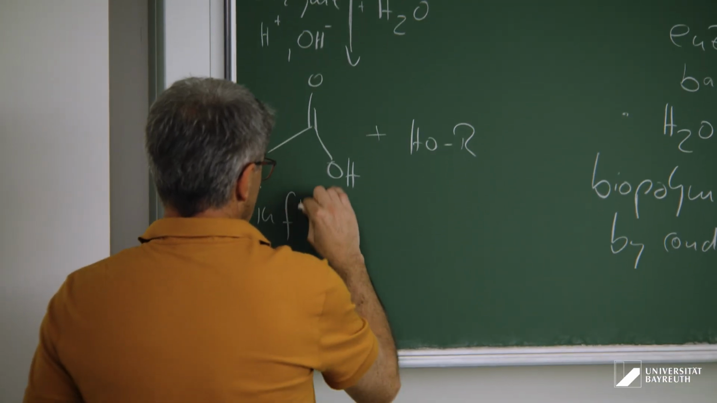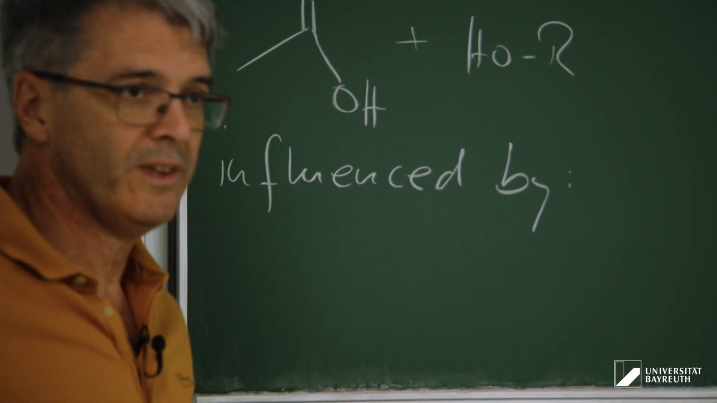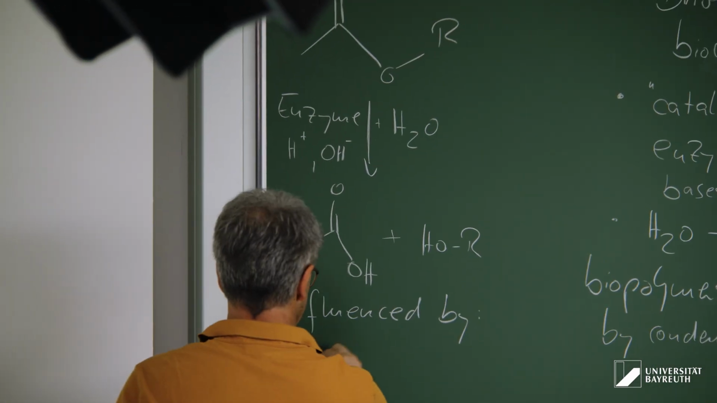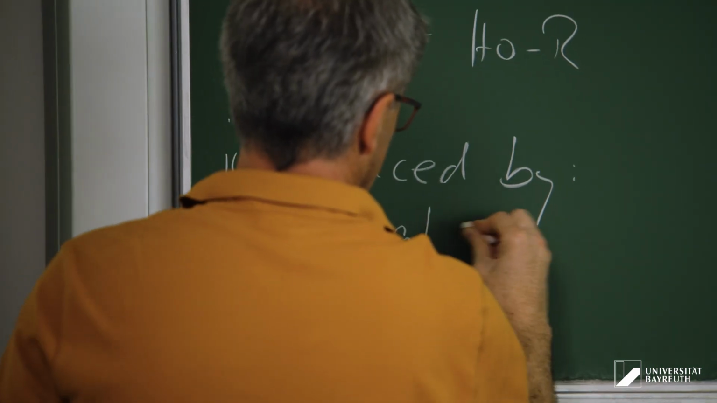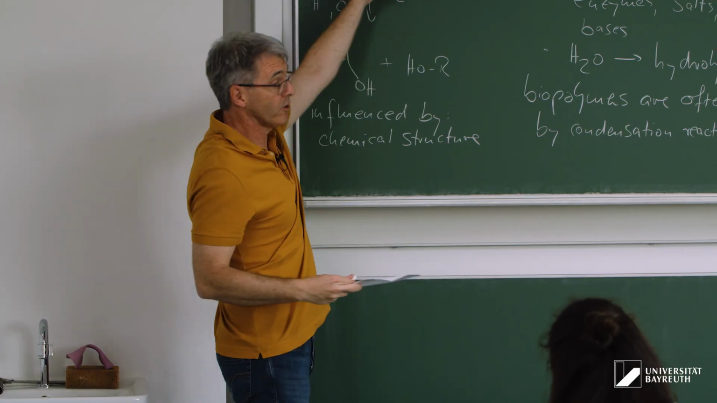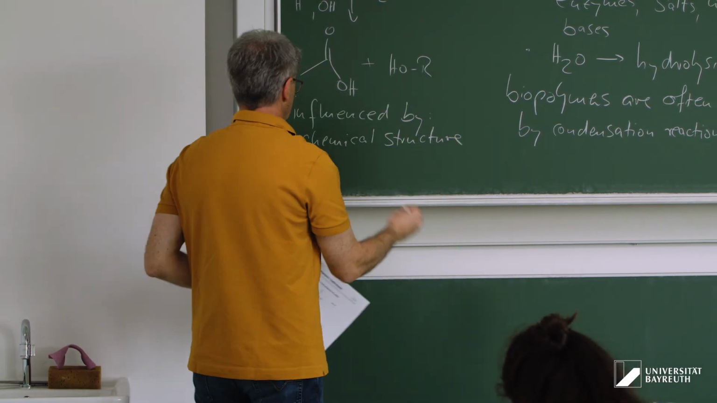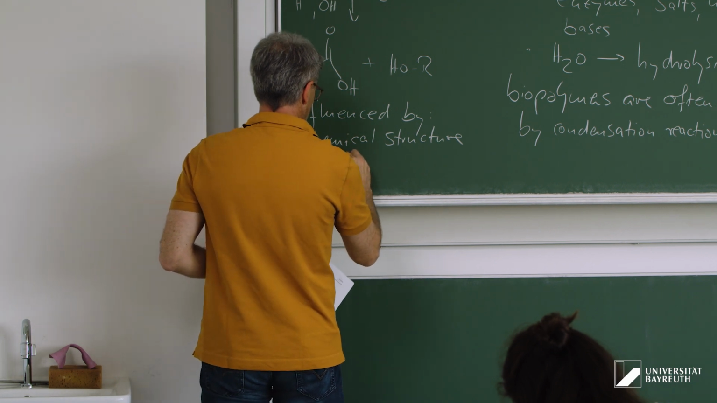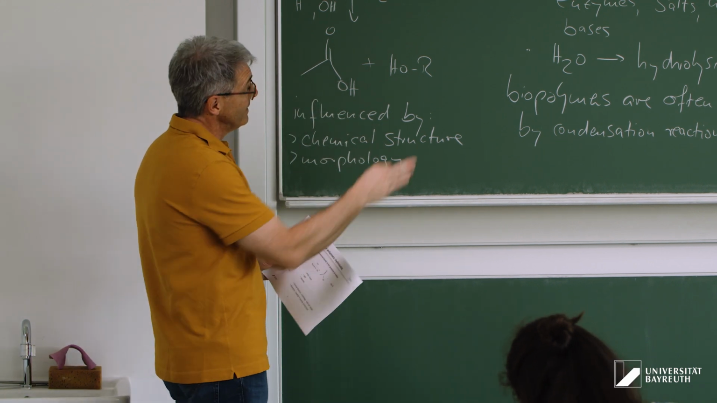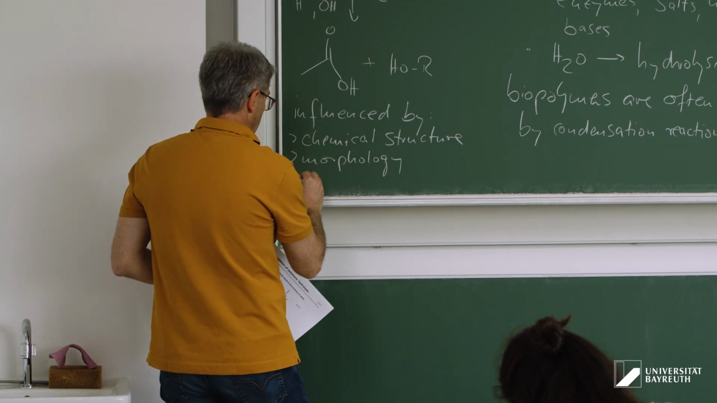We have some influencing factors. And this, of course, will be the chemical structure. So, for instance, what would be R? That's one point. Then, of course, the morphology. Will this be covered? Is it somewhere inside the structure? Is it on the surface? And again, and we had this already with the hydrogels, it can depend on the molecular weight.